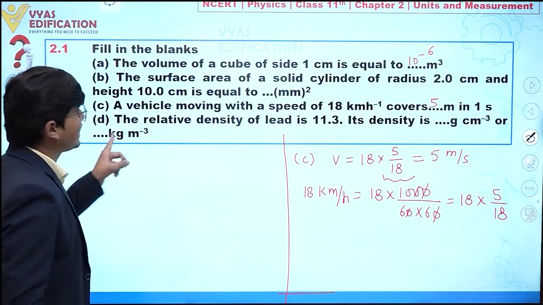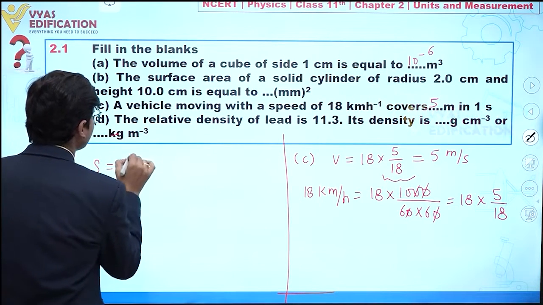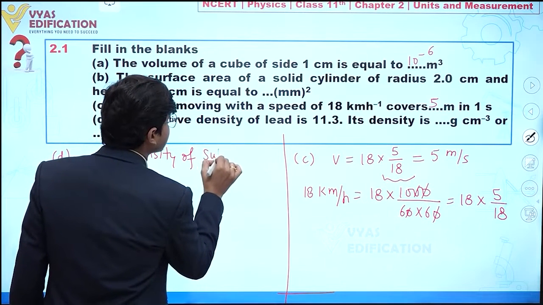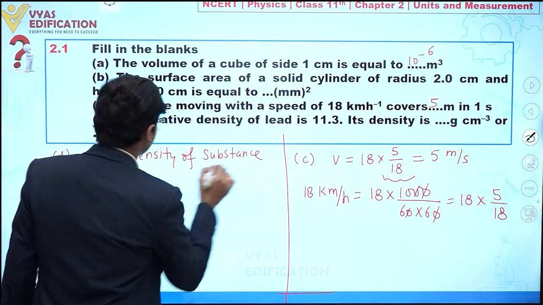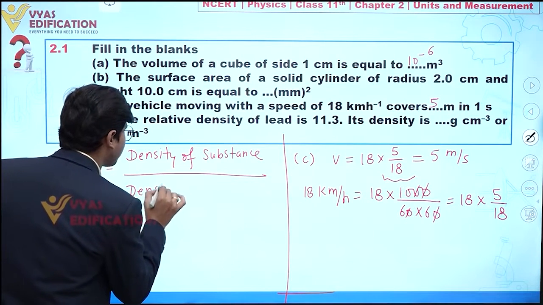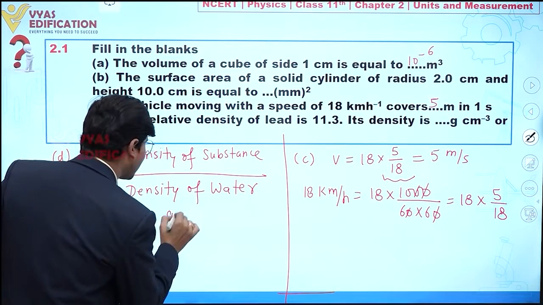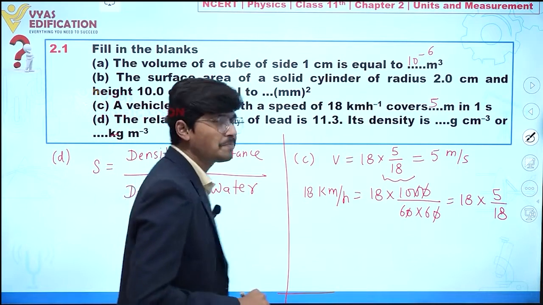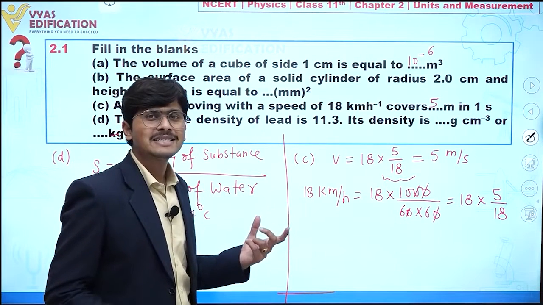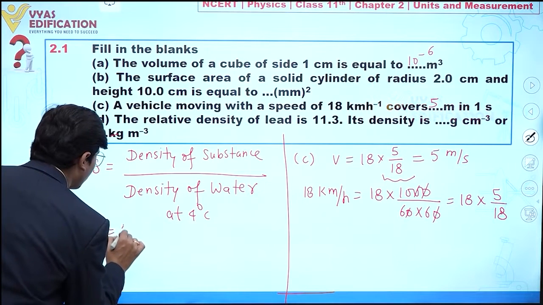Now you can say here relative density of lead. So actually we know the formula of relative density. This is the density of substance. It is the ratio of density of substance to density of water, an important part here, at 4 degrees Celsius. Clear? So if we talk about specific gravity of water at 4 degrees Celsius in CGS, I can say in CGS this value we have is 1, clear?